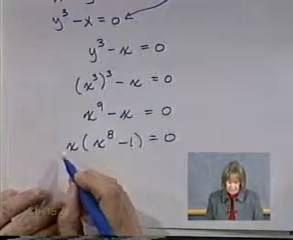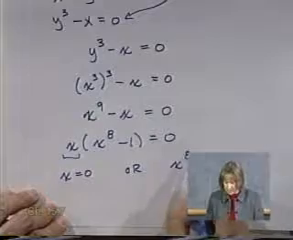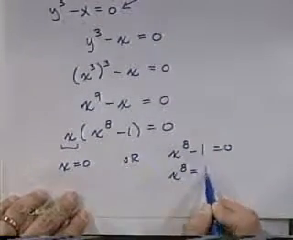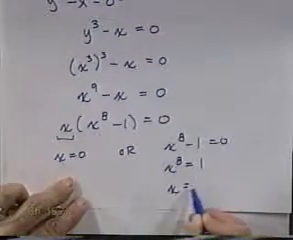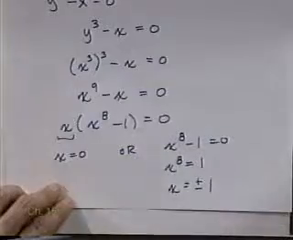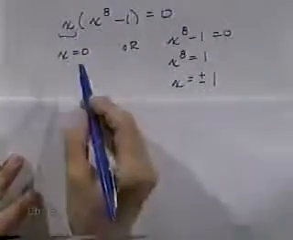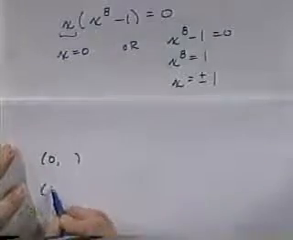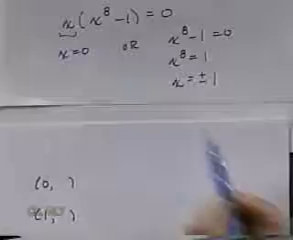So we have two cases. Either this is 0, or x to the 8th minus 1 is 0. Well, if x to the 8th minus 1 is 0, x to the 8th is 1. And what numbers to the 8th power will give you 1? Plus or minus 1. All right. So let's make a list of our points. We have x equals 0, or we have x is 1, or we have x is minus 1. Okay, those are our values that we got.